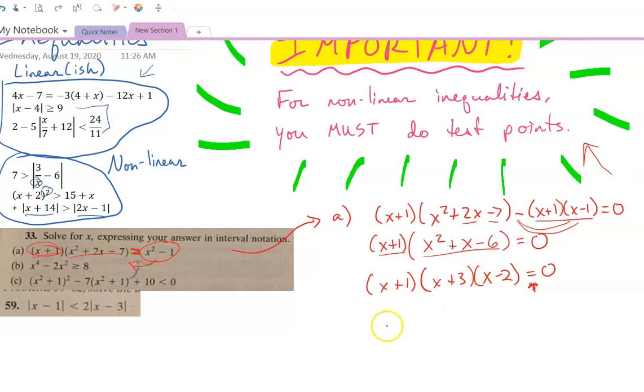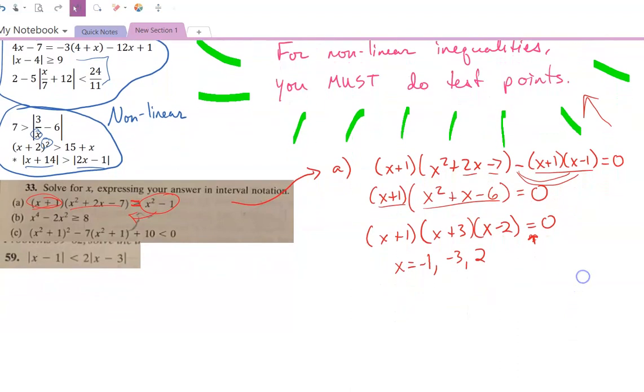So, setting each of those factors equal to 0, we get x equals -1, -3, and +2. Now, those are not the solutions because if you remember, we started with an inequality where we have a greater than, okay? So, what I'm going to do then is I'm going to put these 3 points on the number line, and I'm going to do test points around those to see what is part of my actual original solution, okay?